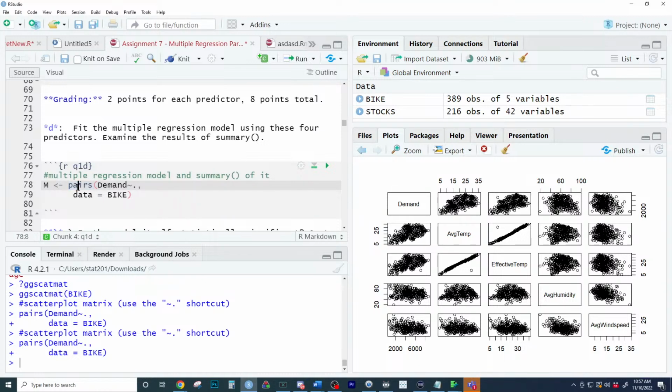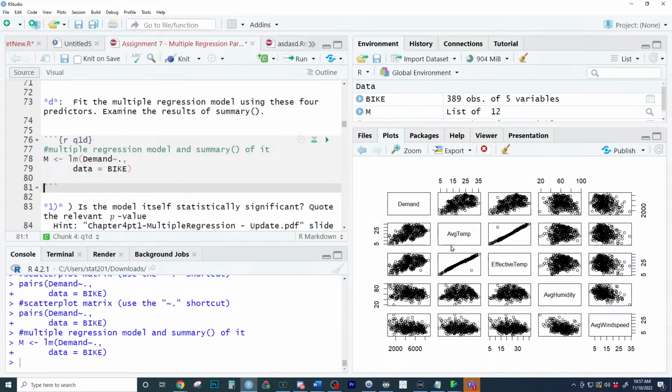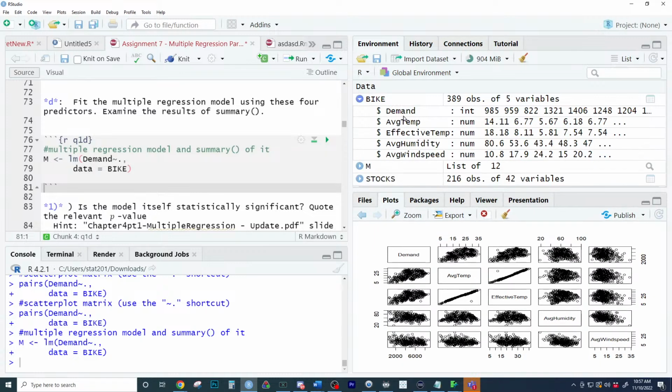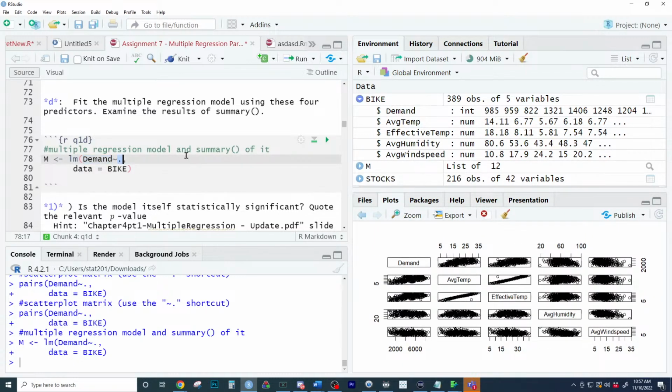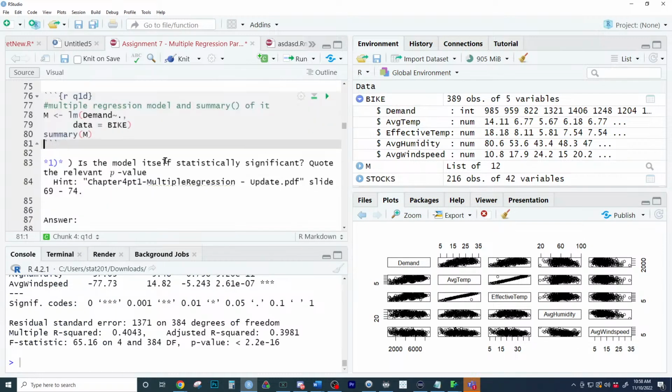lm, that's all I've got to change, right? lm, Y tilde dot. The reason we use tilde dot when it says the 4 predictors is that the Y variable's been defined as demand right here, and the tilde dot says all the other X's. This stands for Y by X. It is one argument, which just says write the formula: the Y variable by all the X's, Y tilde dot, and then data equals the bike data frame, which says where these X variables live, and the Y also. We create the model, and then we run summary on it.